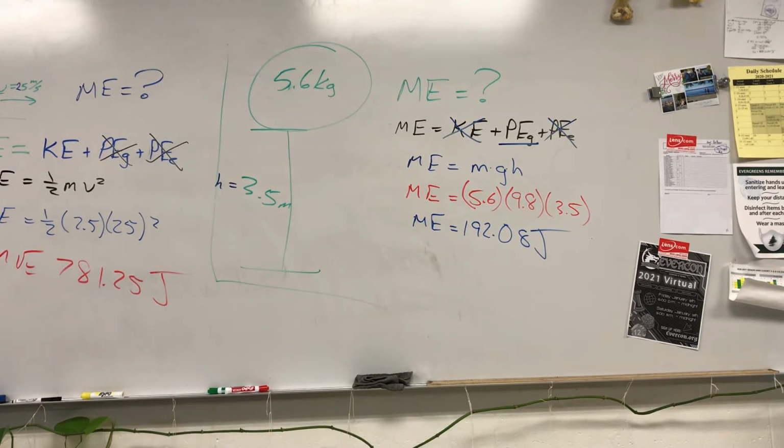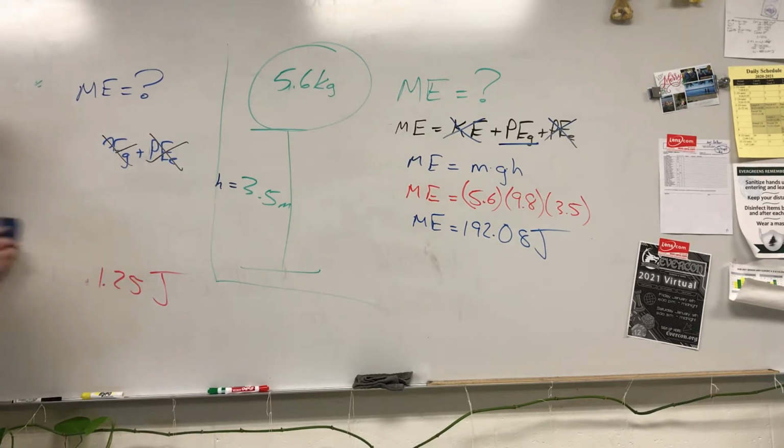You try number 4. How much energy does a 2.4 kilogram ball have that is 4.2 meters above the table? Single location: how much mechanical energy, how much kinetic, how much gravitational, and how much potential elastic.